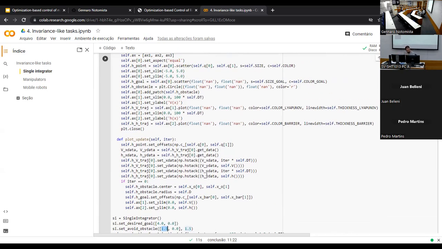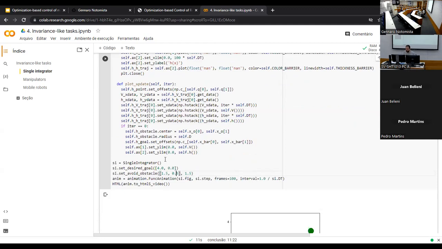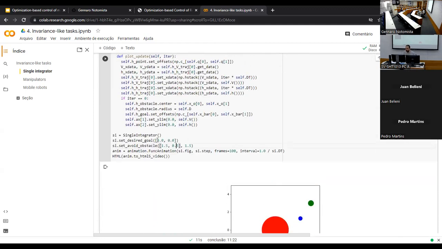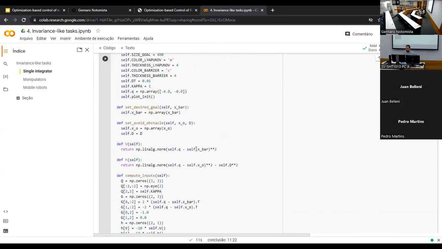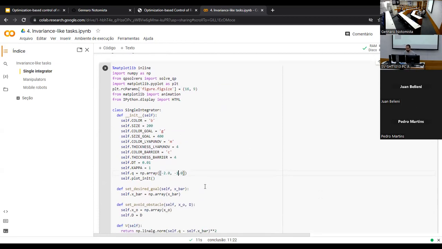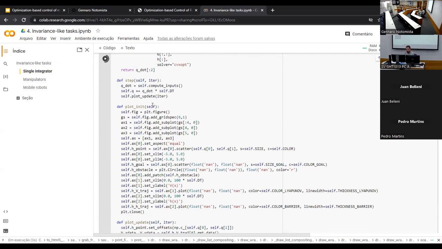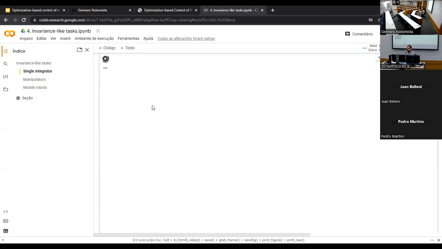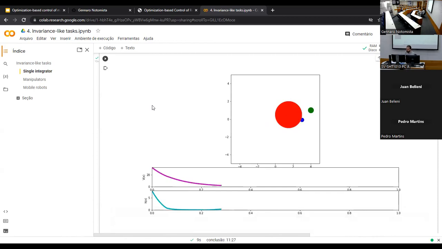I want to show you the effect of the class K function choice. Let's focus on random positions, not just on everything aligned. Let's see this. Okay, fine.